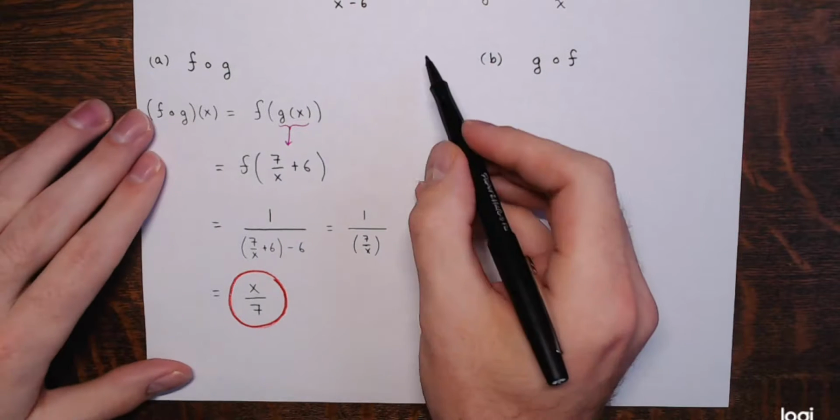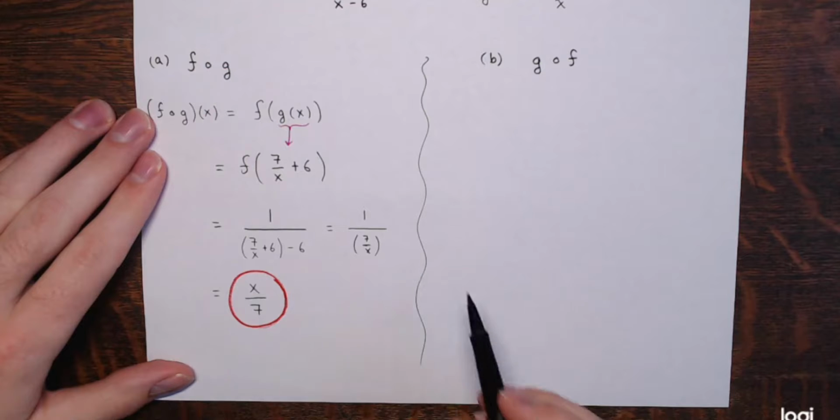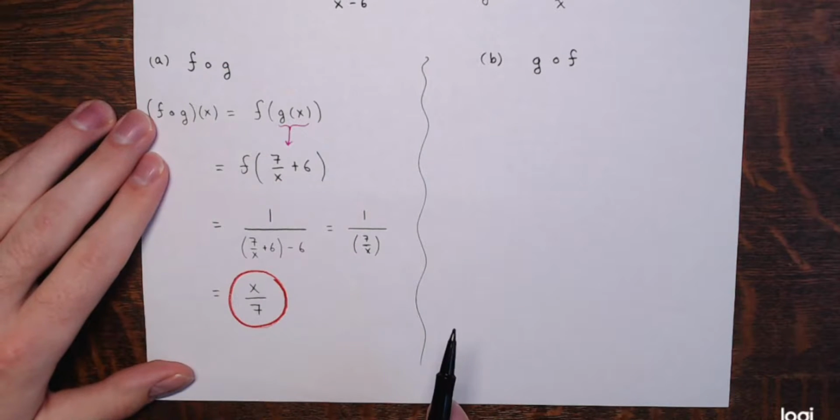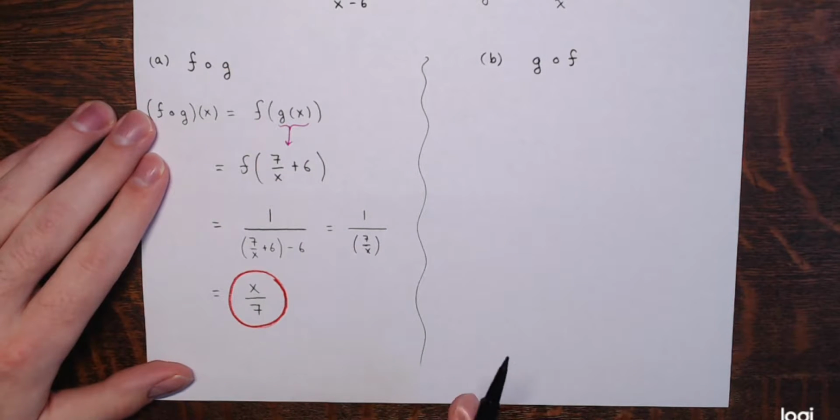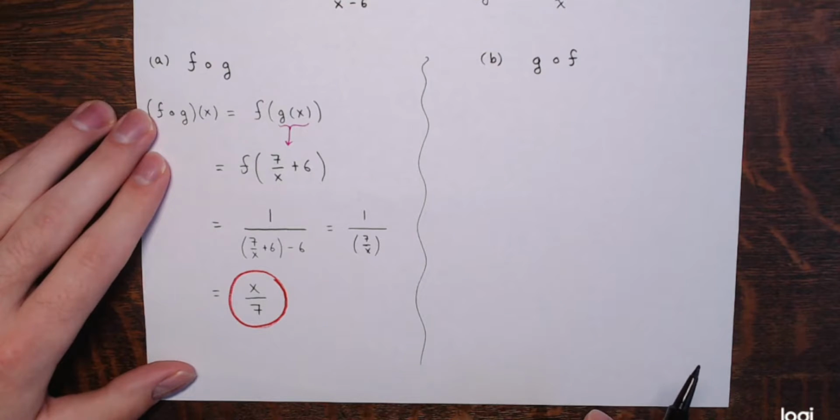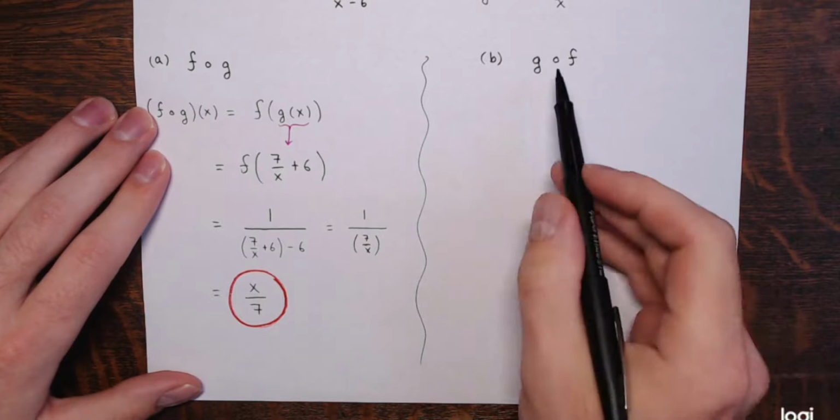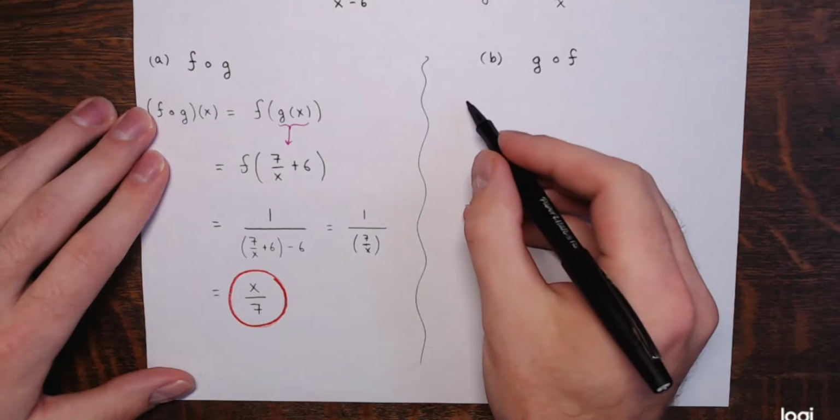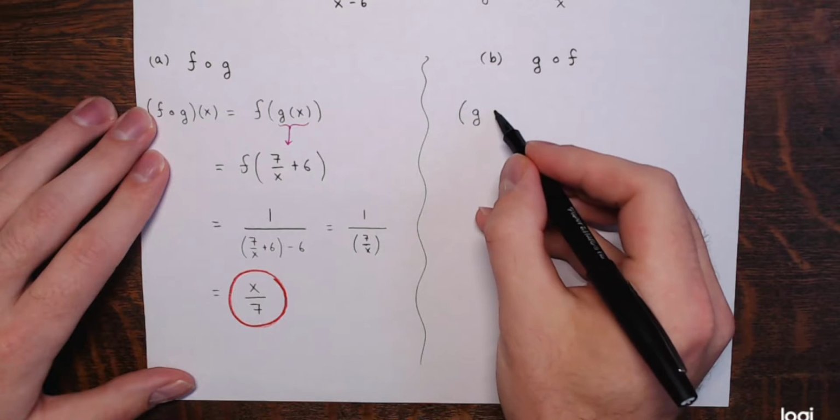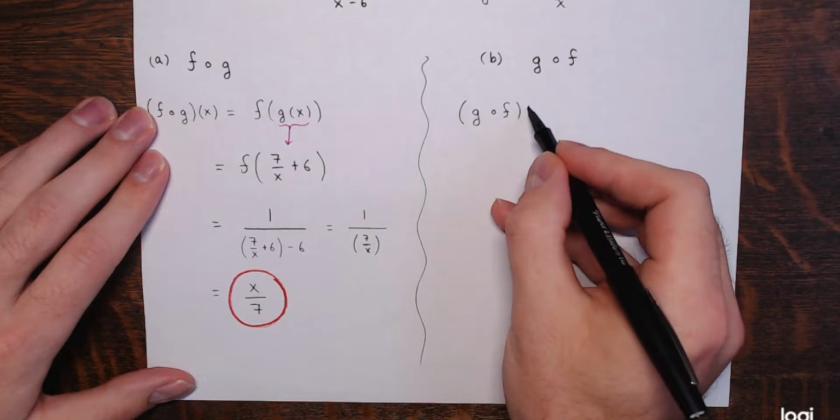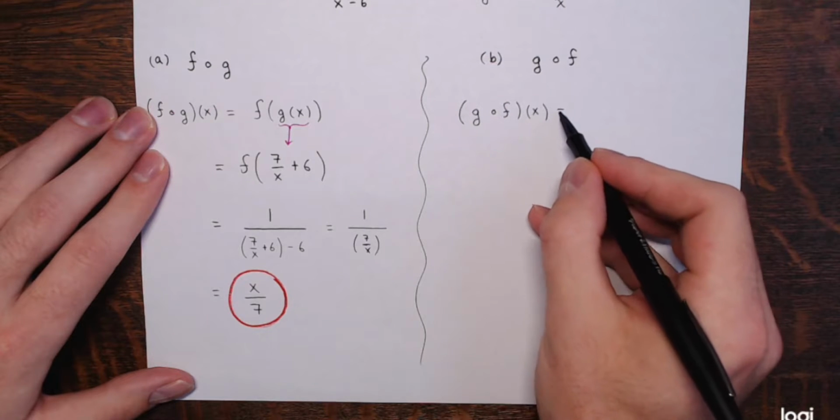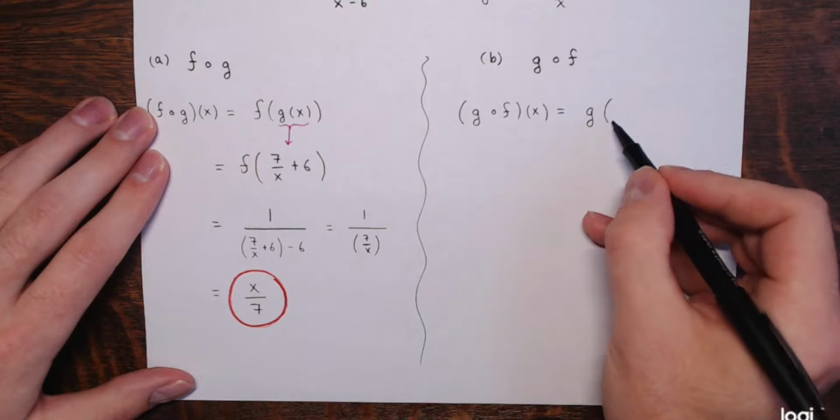All right, then let's take a look at the other function, right? Let's switch the order and see if we get the same function back or not. Again, I'll talk about in a later video when switching the order won't matter, but in most cases it will. All right, so we have g composed with f of x, right? Or g of f of x.